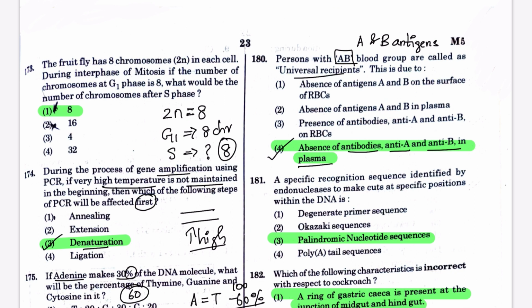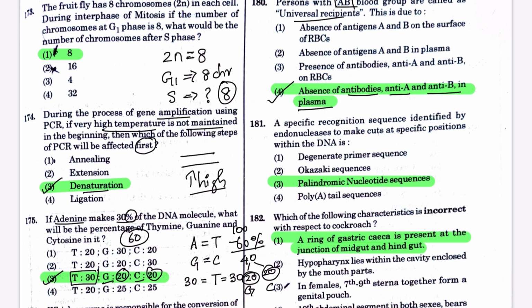Okay, so 181, a specific recognition sequence is identified by the endonuclease to make cuts at specific positions within the DNA. You have a DNA sequence, and a recognition sequence is there where the restriction endonuclease will make a cut. What is that sequence called? It is called the recognition sequence. They are all palindromic nucleotide sequences. For example, GAATTC, right? The other strand would be CTTAAG. Why are they called palindromic sequences? On either strand they are read the same way, GAATTC, GAATTC, right? So they are called palindromic nucleotide sequences.